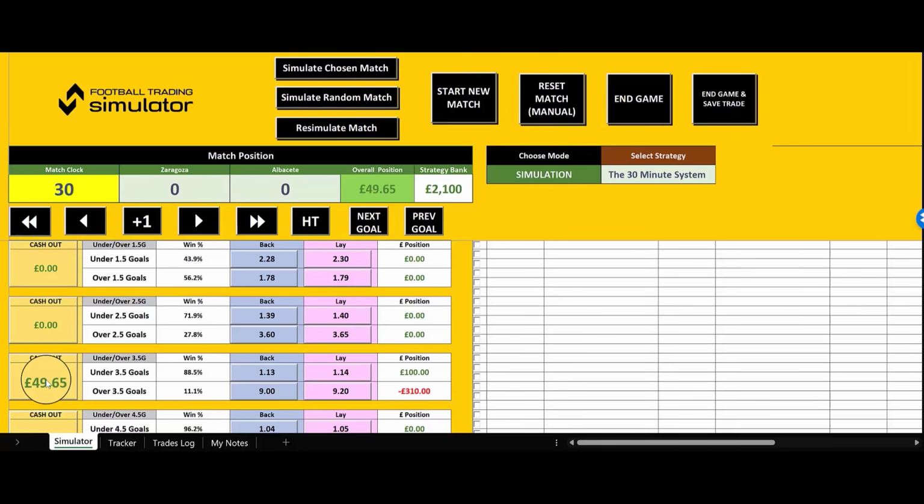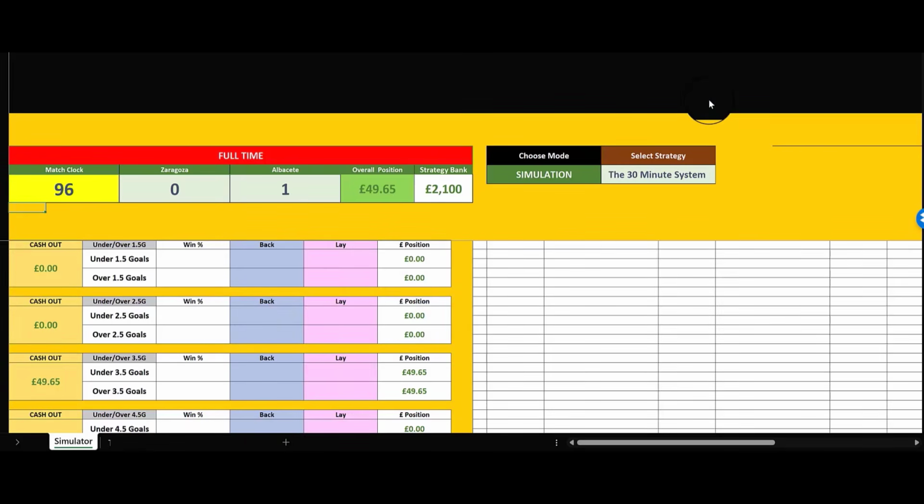This is going to be £49 of profit to add. And you can see we got in at 4.1. The odds are now out to 9 on this one. So let's get this locked in. Click on end game and save the trade. We'll get this saved in.